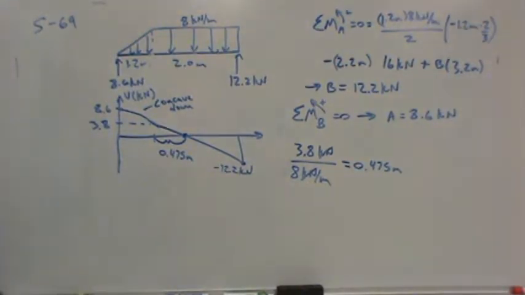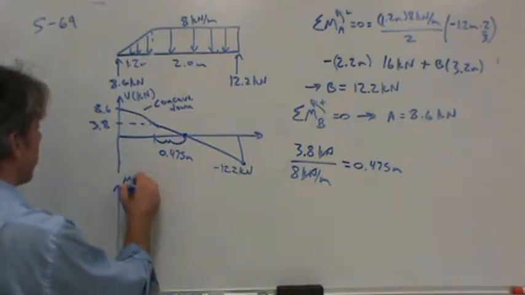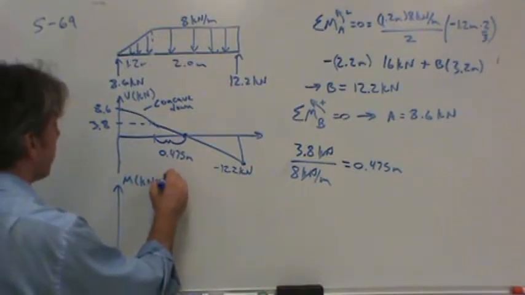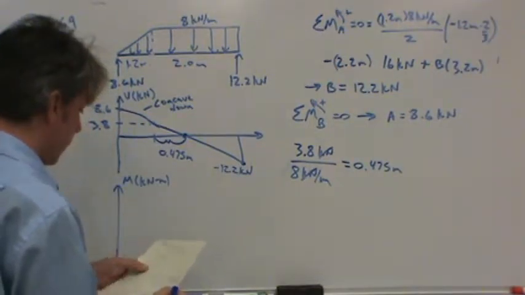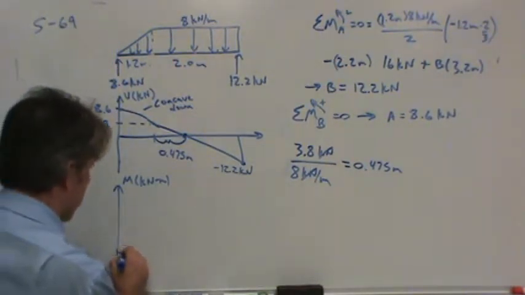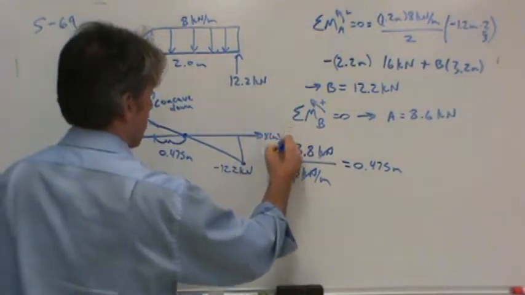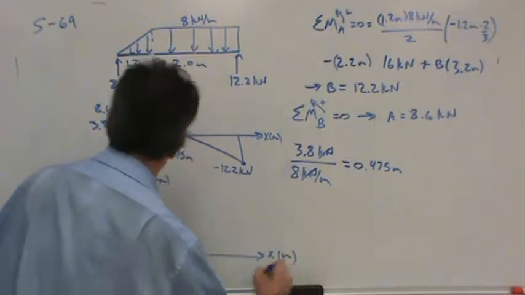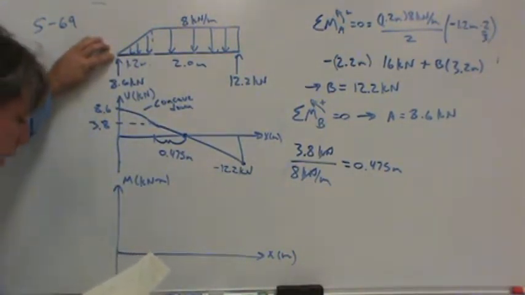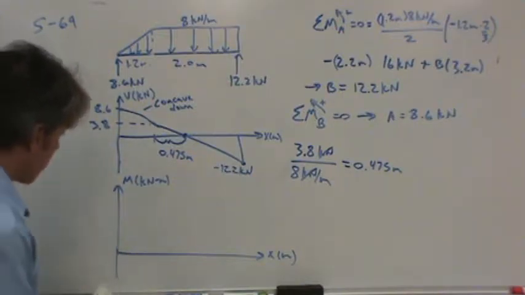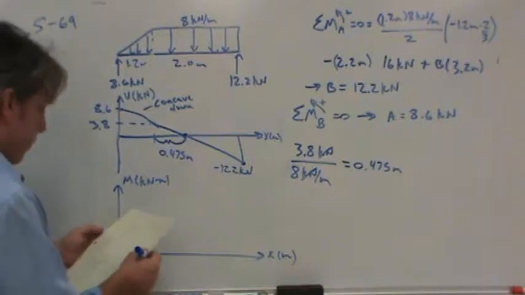Okay, that's not all of it though, because we also need the moment diagram, and that's in kilonewton meters. This curve I can do like this. So here's x in meters. Okay, notice that there's no moment initially. So we have to start at 0. And now we have to add up area.